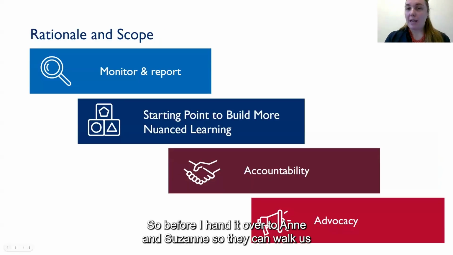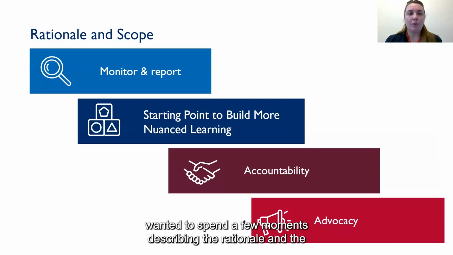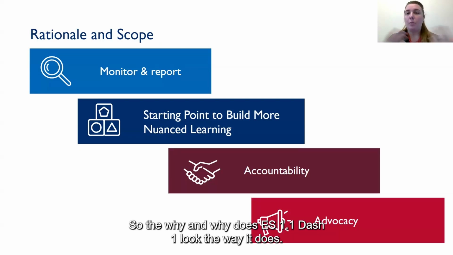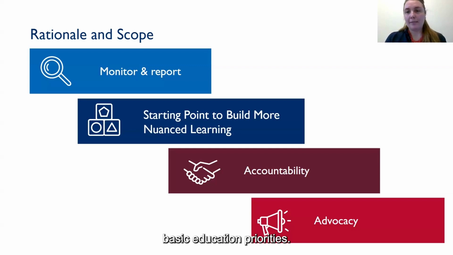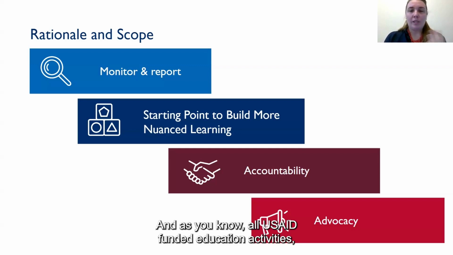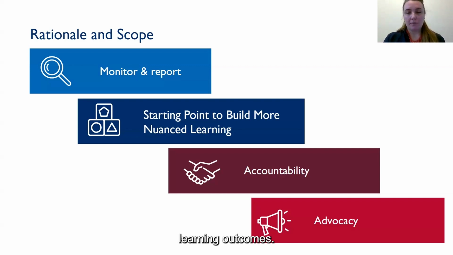So before I hand it over to Anne and Suzanne, so they can walk us through the performance indicator reference sheet, I wanted to spend a few moments describing the rationale and the scope of the indicator. So the why, and why does ES 1.1-1 look the way it does. ES 1.1-1 is in service of programming that advances basic education priorities. And as you know, all USAID funded education activities, including those at the pre-primary level, must measure learning outcomes.